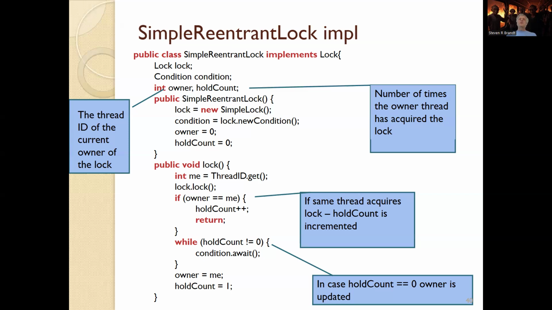So in this case, right, this is correct, right? Because what happens is if the owner is me, then I increment the hold count and just return right away. And then if I get past this, that means the owner wasn't me. So I better wait until that hold count gets to 0. Right. The lock is never released.